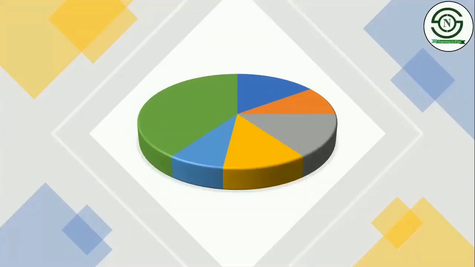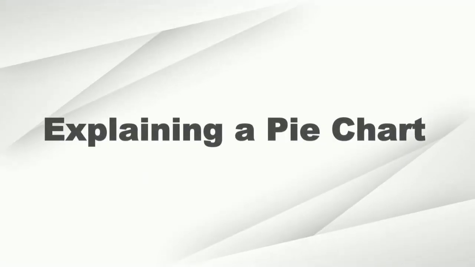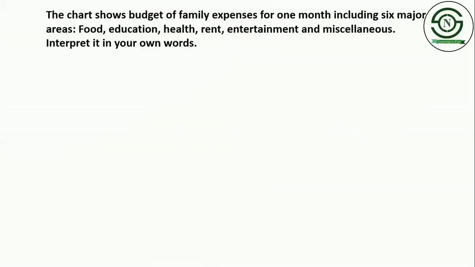In this video, I'll explain some tips and tricks to explain a pie chart. To explain a pie chart, first of all, you need to read the question. That's very fundamental. So the question says, the chart shows budget of family expenses for 1 month, including 6 major areas: food, education, health, rent, entertainment, and miscellaneous. Interpret it in our own words.